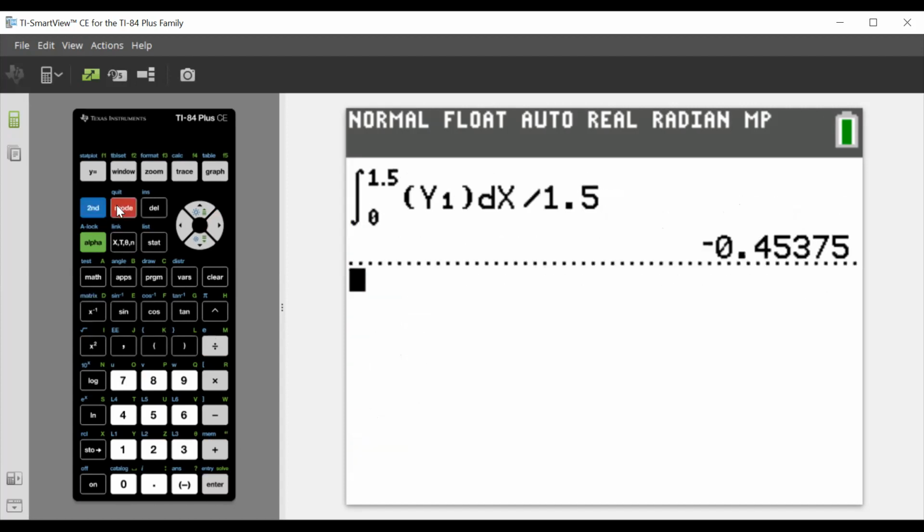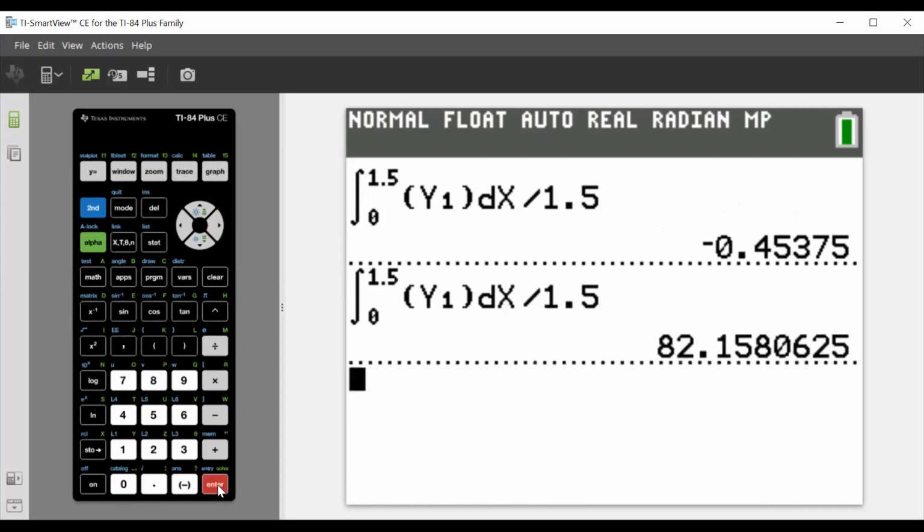Now we can come back over here and do our integration. So we're going to do math 9, 0 to our 1.5. This is still in y1, and then we go over to x, and we're dividing by 1.5, and that should give us our average temperature, which says it's 82.158.